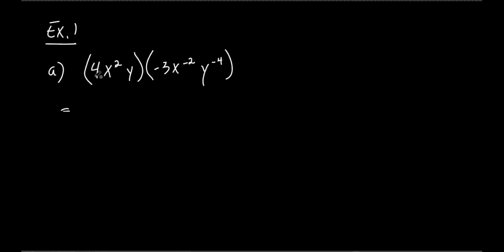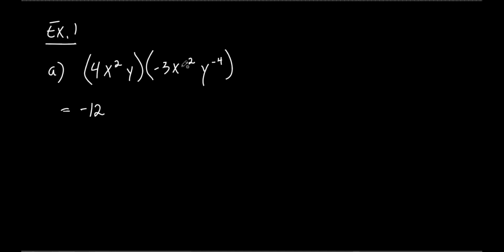So what do I got? I got a 4, and what else? A negative 3. So multiply those, negative 12. Easy. Let's do the x's. All right? So just the ones with the same base. So I got an x squared and an x to the negative 2nd.